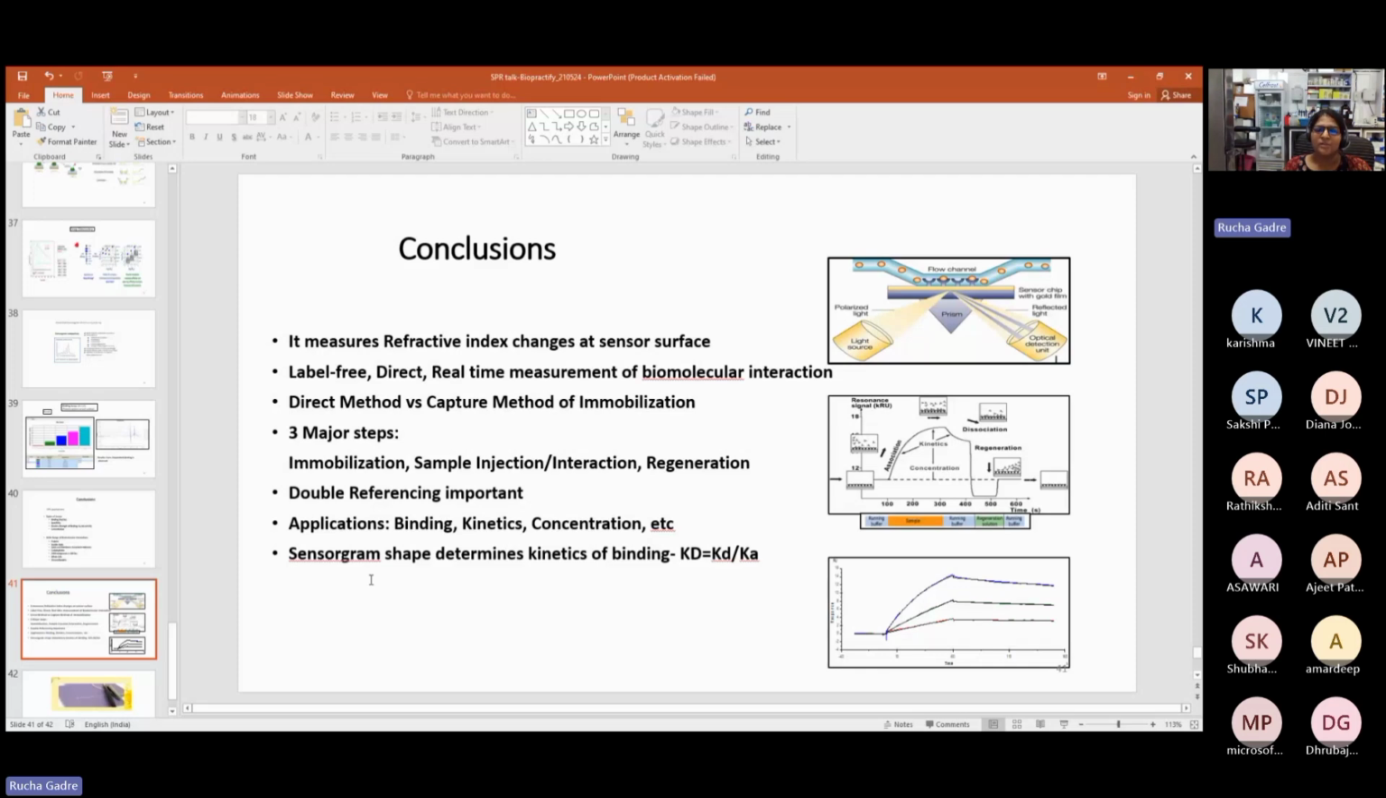The sensogram gives you information about the strength of binding, also the KD and KA. The on rate and off rate are very important to study. Also, the sensogram shape determines the kinetics. We need to consider this, and KD is k off by k on. So the k off and k on rates will be very informative, especially when we are designing a drug molecule or biosimilars, etc. Thank you.